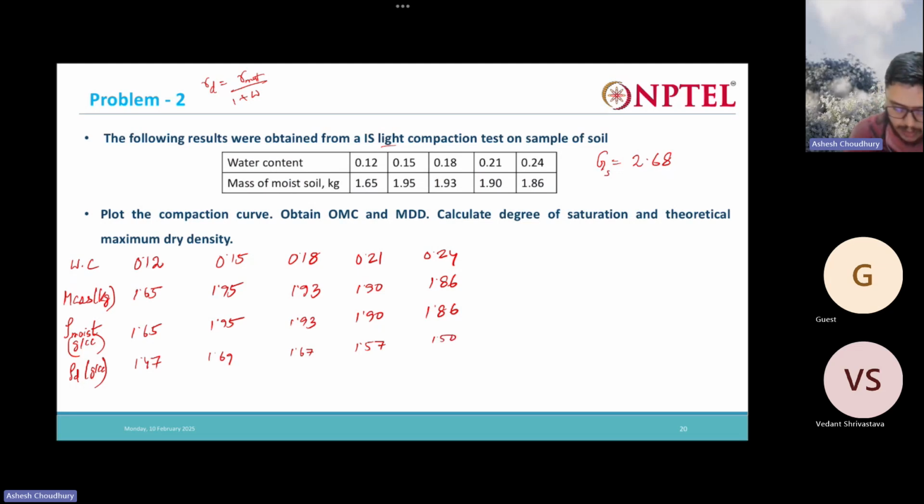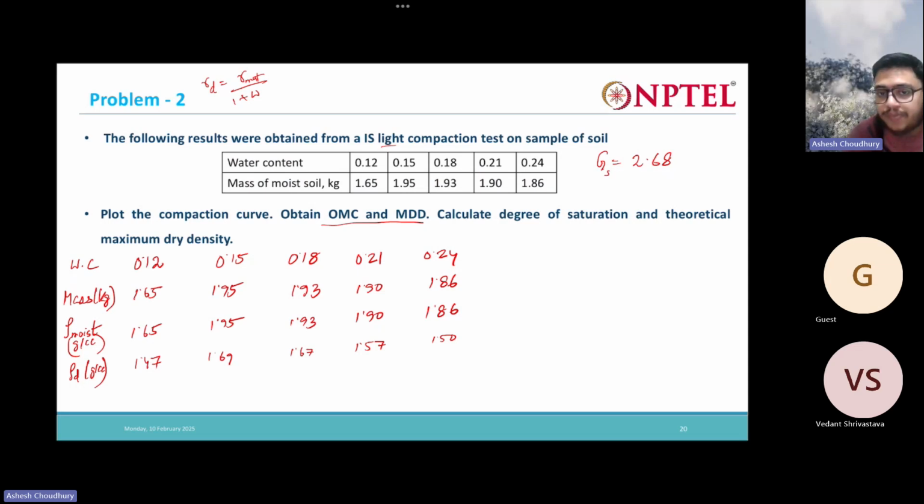Okay. Now the next task is to find out... with this amount of information I can plot our compaction curve, right? Because I know the water content and the dry density, I can plot the compaction curve and then obtain the optimum moisture content and the maximum dry density. So this much I can do with this information.